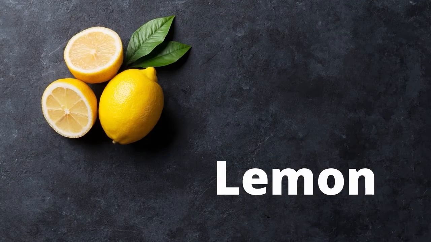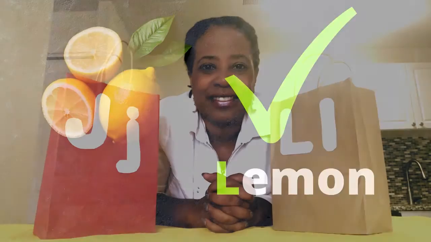The first picture is a picture of a lemon. Lemon. Say lemon and listen for the beginning sound. Is it a J sound or an L sound? For lemon. If you said lemon starts with an L, you're correct. So that means we can place that picture in this bag, the L bag.